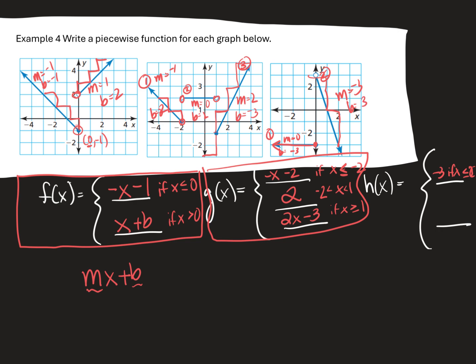So mx plus b if x is greater than 0. And that's how you write that piecewise function.